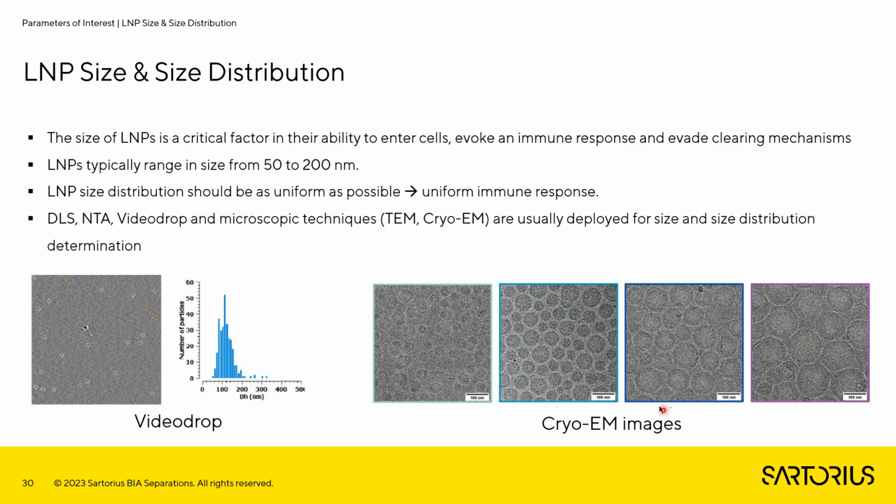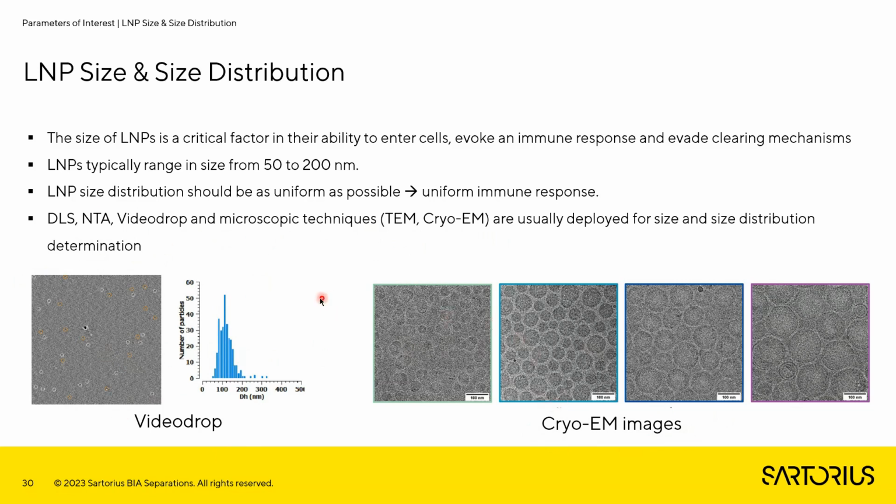So usually different techniques are used for determination of size and size distribution. For example, DLS, NTA, or video drop, and also other microscopic techniques, including TEM or cryo-EM. Here are two examples using video drop for size and size distribution determination. And also here are cryo-EM images of lipid nanoparticles, from which we can also determine the size and size distribution of lipid nanoparticles.